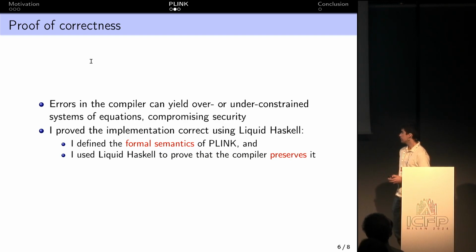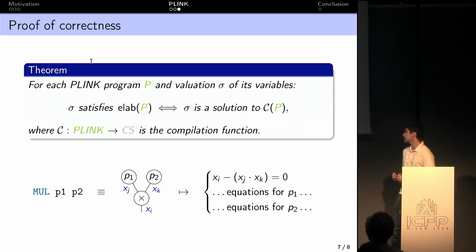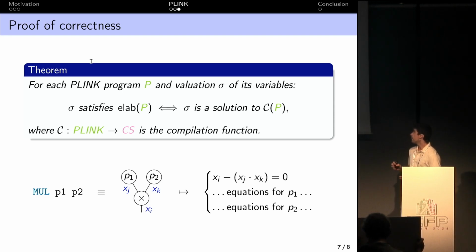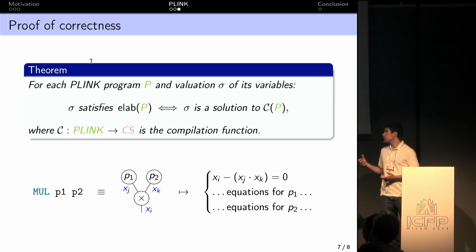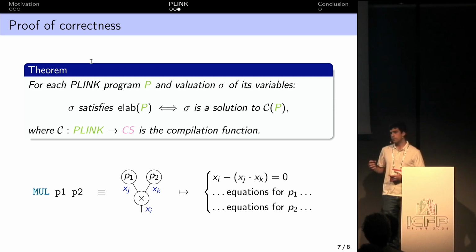Now, the way that I solved this is I started by defining the formal semantics of Blink compositionally as a Haskell value, and then I used Liquid Haskell to prove that the compiler actually preserves these semantics. To be a bit more precise, the exact theorem I proved is this. For each Blink program, every evaluation of the variables that appear in the program satisfies the elaborated version of the program if and only if it is a solution to the constraint system that we get as a result of the compilation process.